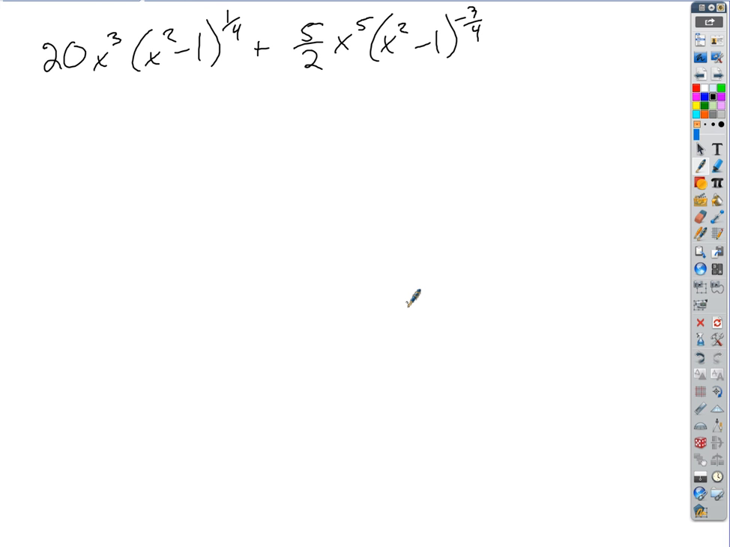Okay, first step is don't panic. Right? This is all stuff that we've dealt with already. We've got fractional exponents, but that's all right. They're just numbers, right? So first things first, what do you think? What numbers could we factor out?